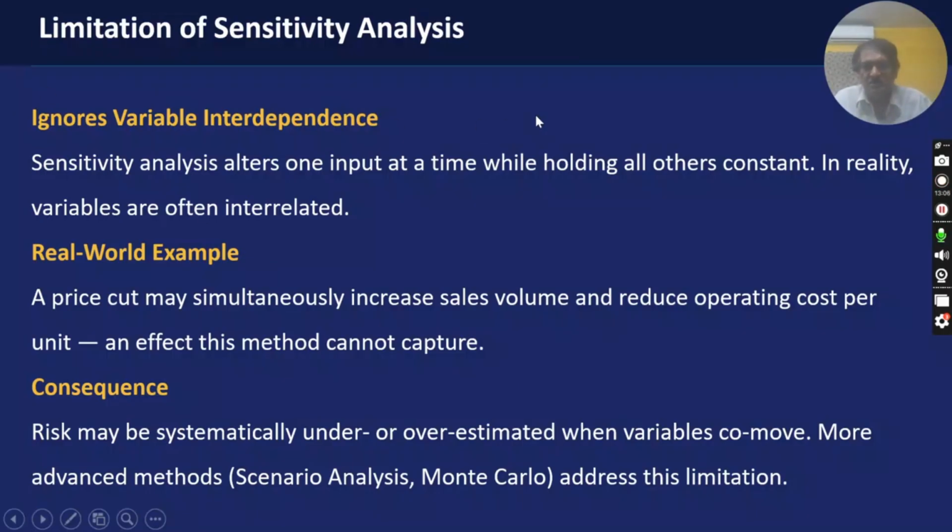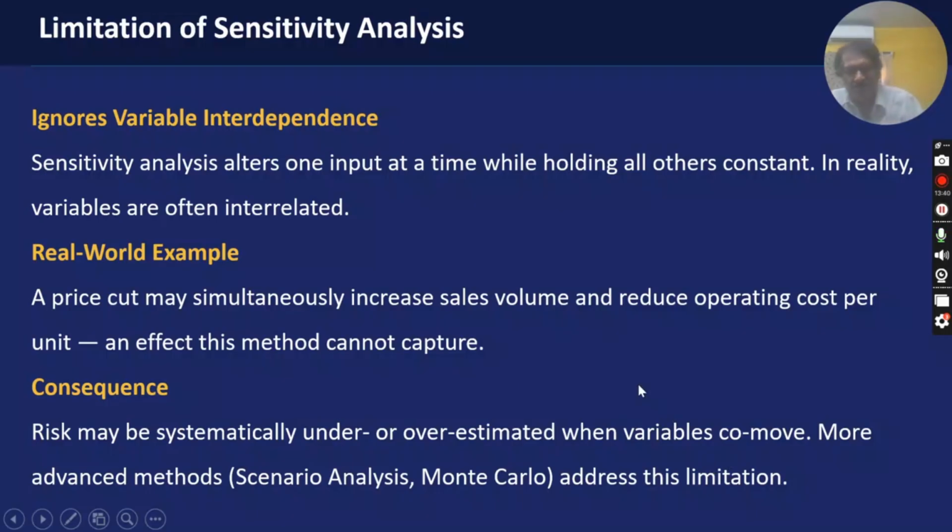And these are the limitations. First, it ignores variable interdependence. I also discussed this in my previous video. You can read it here also. I am not going to discuss it in detail. Real world example: a price cut may simultaneously increase sales volume. If you only consider the price cut, that is not practical. Reduce operating costs sometimes.